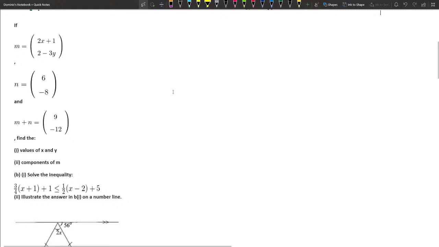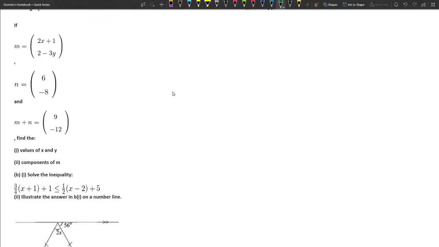Okay, so our next set of questions, we have a vectors question. With this vectors question, we are just going to apply our knowledge of linear equations to solve it. When we look at it closely, they are saying if m equals the vector (2x+1, 2-3y), and n equals (6, -8), and m plus n equals (9, -12), then find the value of x and y.